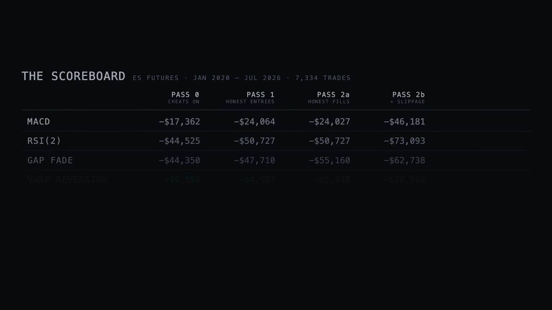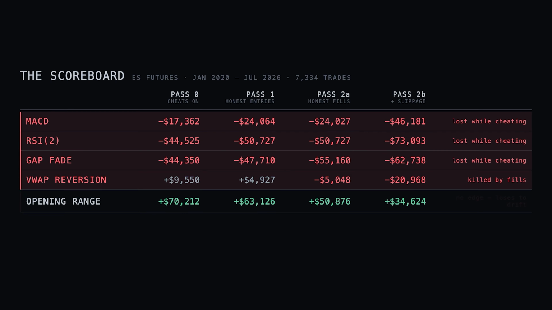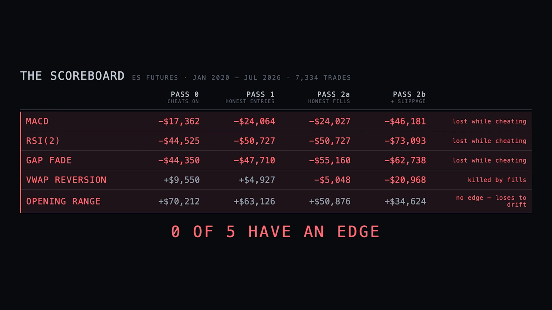So here's the final scoreboard, 0 of 5. Claude Code built all of them perfectly, which is exactly the point. When building them is free, the build is worth nothing. So if you don't have an edge, none of this works. The edge moves up the stack, and you have to know what to test.